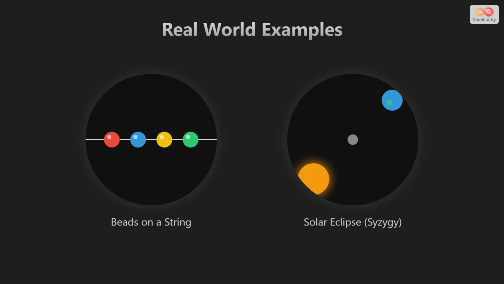We can see collinear points in the real world too. Think of beads threaded on a straight string, or a solar eclipse, where the sun, moon, and earth align in a straight line, a phenomenon known as syzygy.